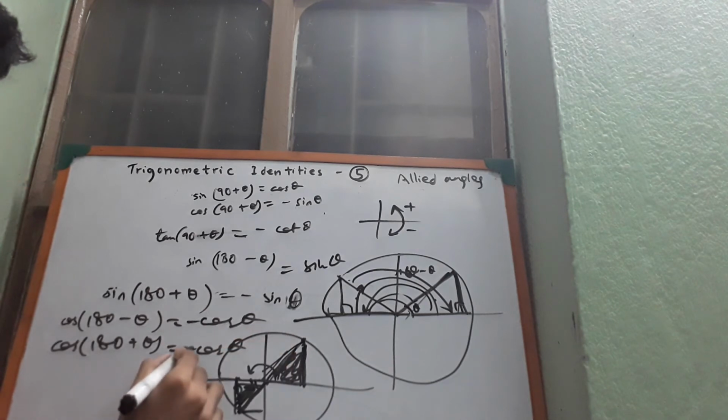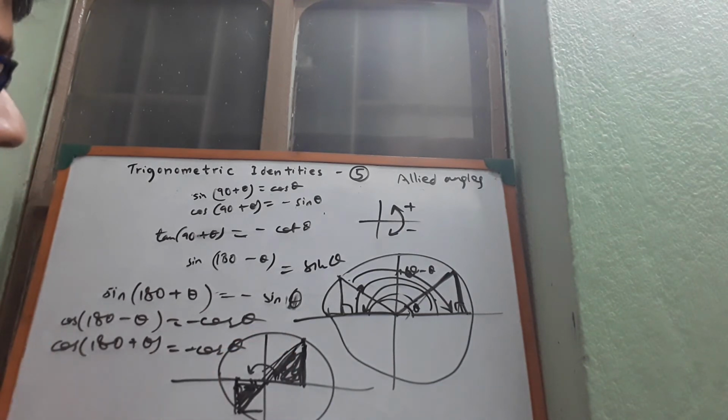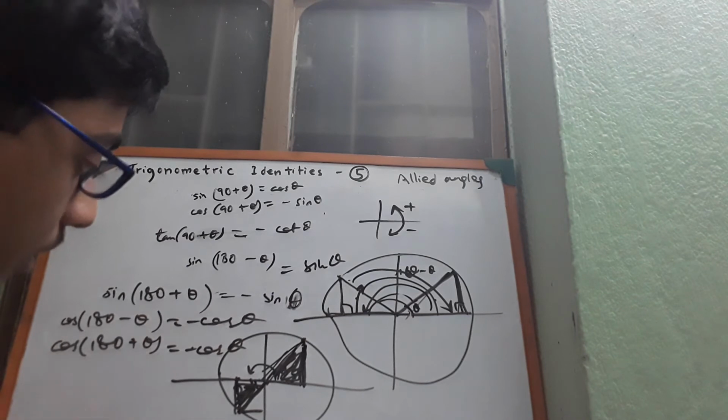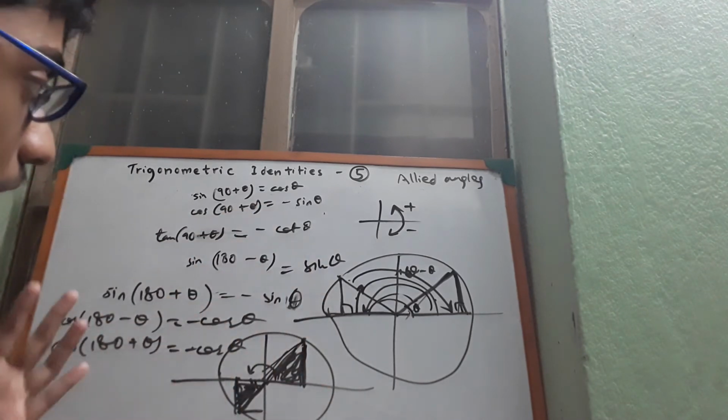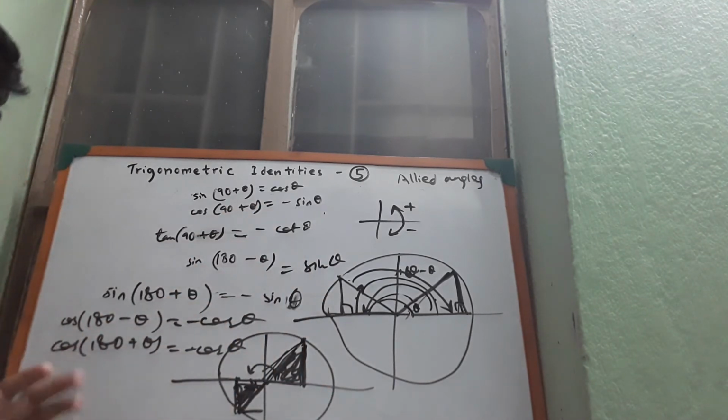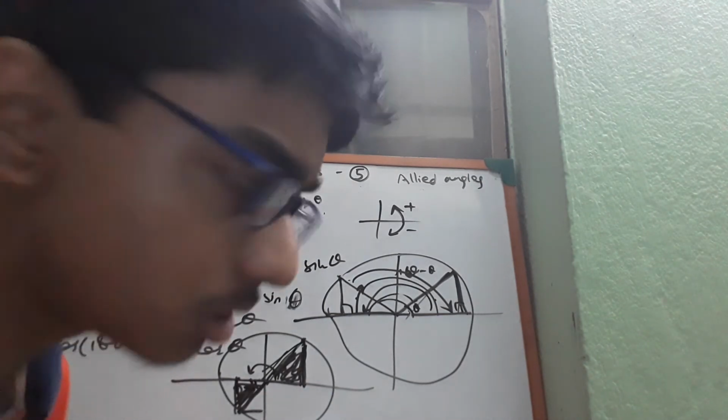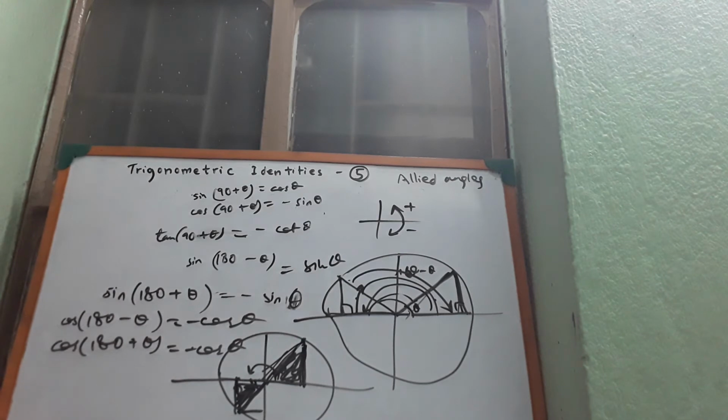So how are you determining whether the sign will be positive or negative? That you can determine by the rule, all school to college, on which quadrant the final angle lies. You have to consider that quadrant. Now all these things, you do not need to derive every time. There are simple rules, and I will be telling you shortly.